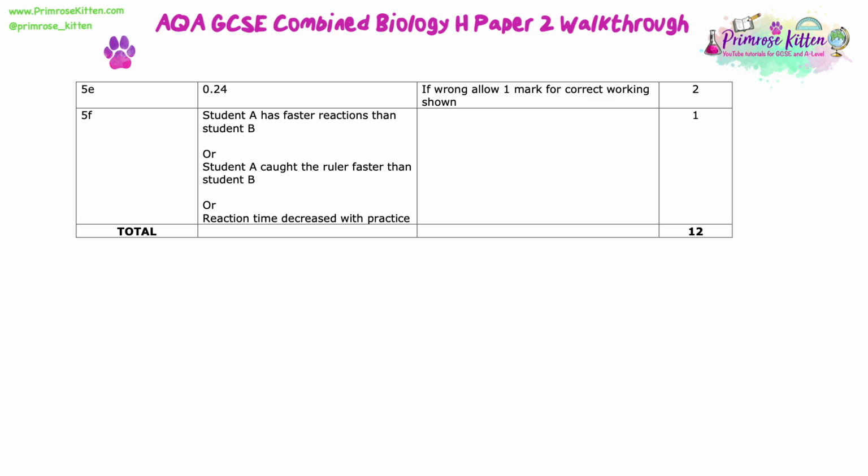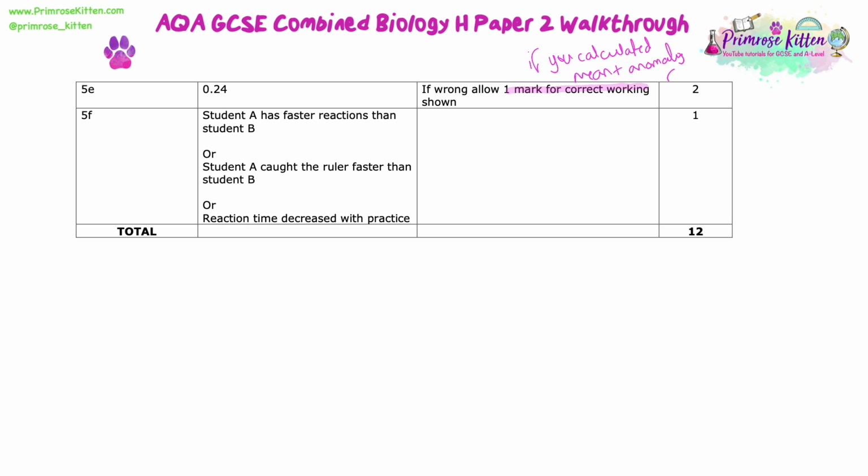Okay, so the last two parts of question 5. 0.24 was the mean, we explained why, but if you calculated the mean correctly but without removing the anomaly, but you still did it in the correct method, or if you did it in the correct method but somehow got the wrong answer, then you can have 1 mark out of 2. So really there's 1 mark for calculating a mean and 1 mark for removing the anomaly.